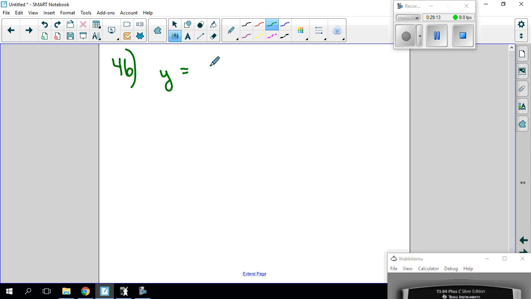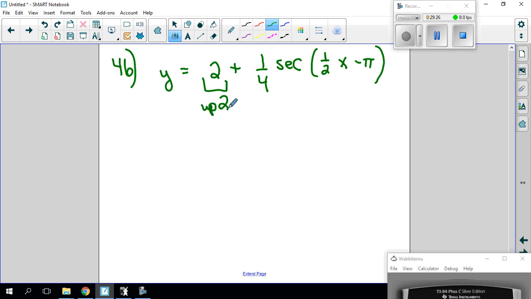Y equals 2 plus 1/4 secant 1/2 x minus pi. I hate it when they put the 1/4 in front. This is still the vertical scale. It just kind of squashed the cosine graph big time. This is not proper format. I need to pull a 2 out down low, so I put a 2 over 2 in, and now I can write it appropriately.